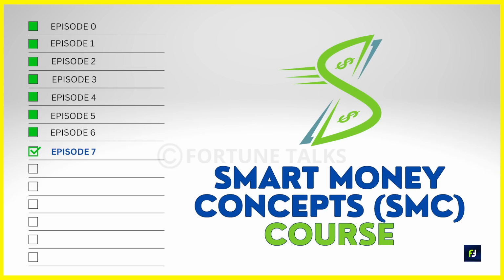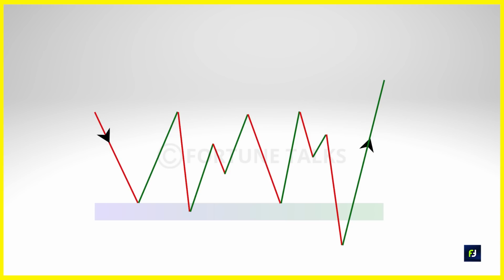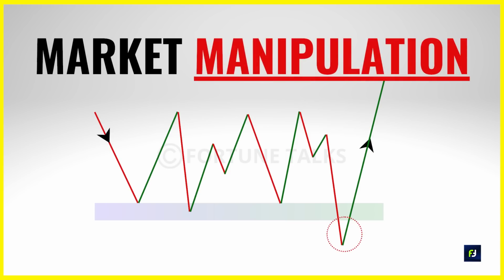By now, we have covered a lot of important topics in SMC, from structure mapping, liquidity, inducements to order flows and order blocks. In this episode, we will focus our attention on one of the common manipulation methods in the market. Market manipulation is the cause for losses of many retail traders, but still, there are some proactive traders who trade with this manipulation and they grow their small accounts with the smart money.